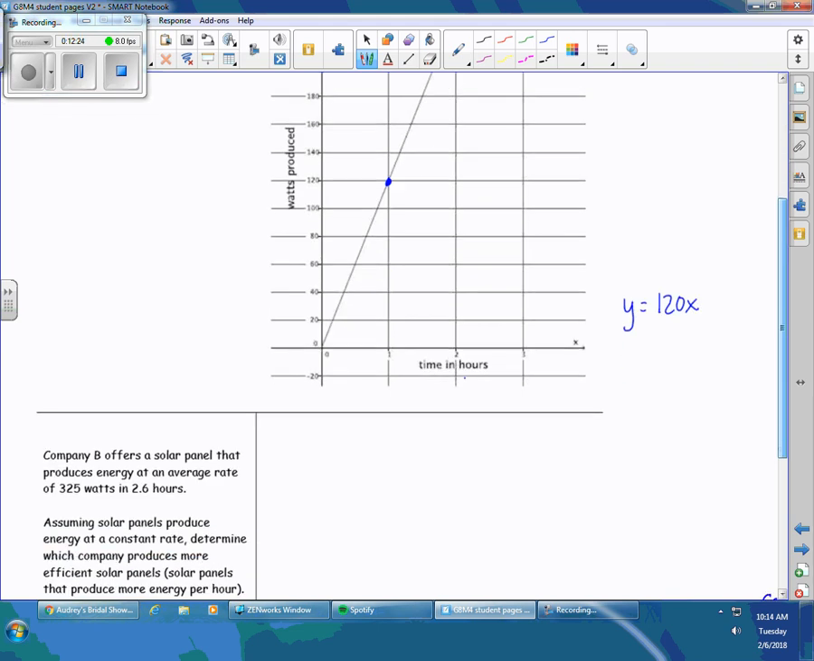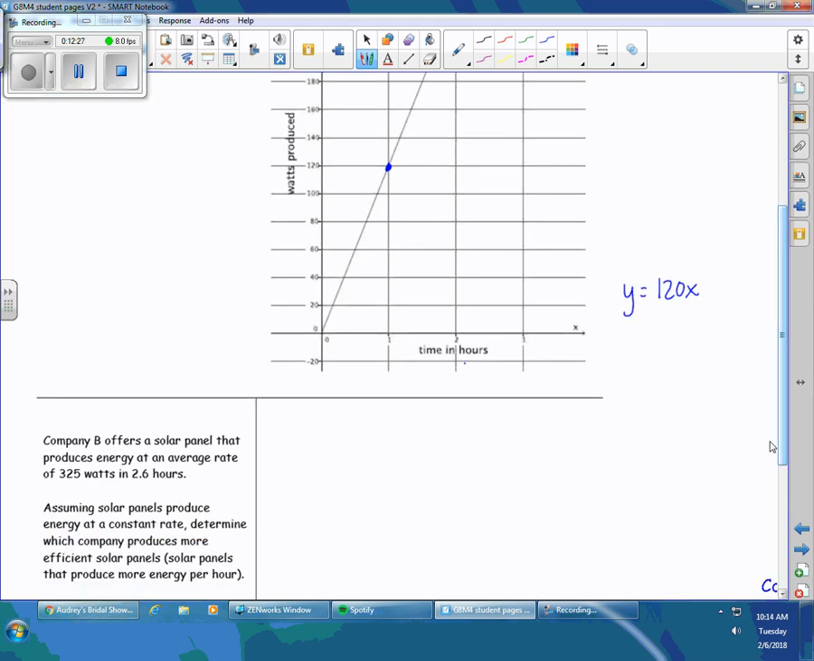So company B offers a solar panel that produces energy at an average rate of 325 watts in 2.6 hours. So I'm going to take my 325, divide by 2.6, so I can see how much per hour, and I'm going to get 125 in 1 hour. So if I'm writing that equation, it'd be y equals 125x. So assuming solar panels produce energy at a constant rate, determine which company produces more efficient solar panels.